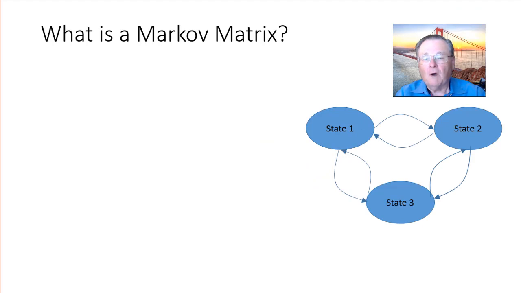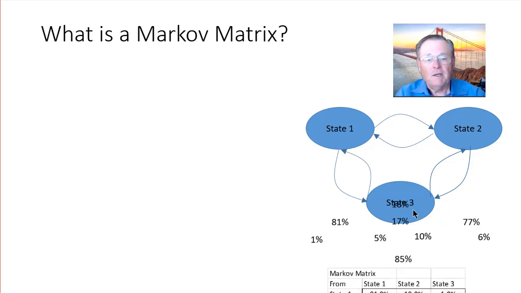Let's first review what is a Markov matrix. In a Markov matrix, we need to specify states. So in this case, I've got three states, state 1, 2, and 3. And you can see that state 1 can move to state 2, or to state 3, and similarly state 2 can move to state 1 or to state 3, and state 3 can move to either state 1 or state 2.